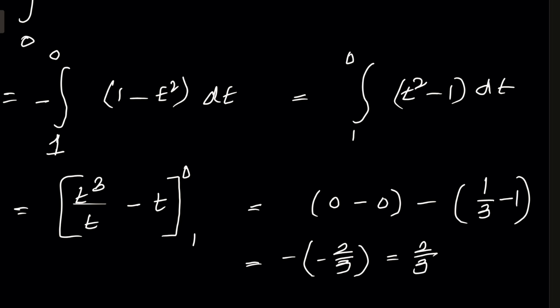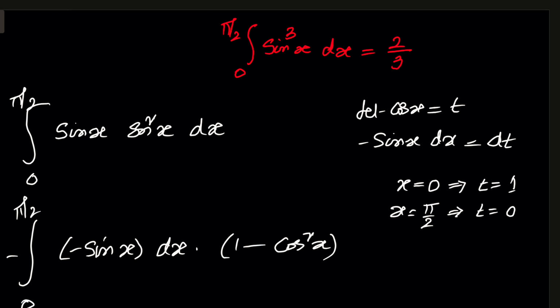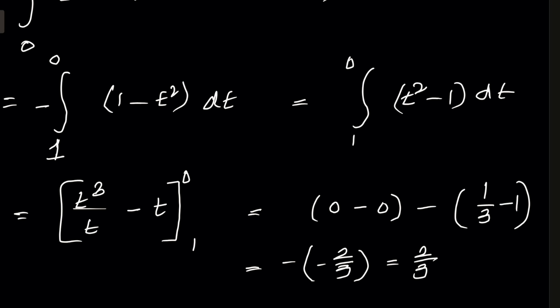So let's have a recap of this problem. We have been asked to find out the integral of sine cube x from 0 to pi by 2 and prove that it is equals to 2 by 3. We took cos x equals to t, then minus sin x dx will become dt. Sine cube x can be written as sin x into sine square x. So minus sin x dx will become dt, and 1 minus cos square x will become 1 minus t square.